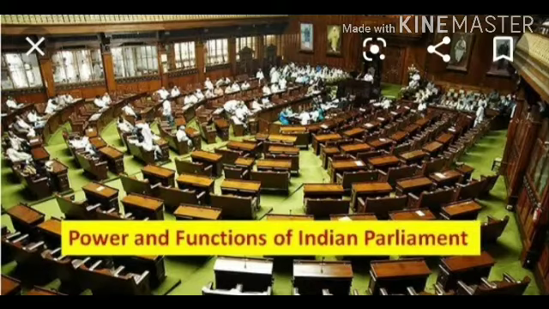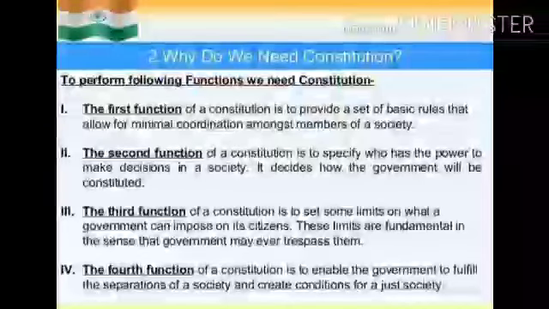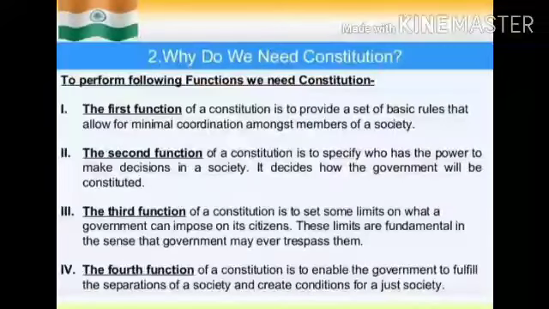We are doing chapter 1, Constitution, Why and How. In our last class, we discussed why we need a constitution, and then we found out the three functions of a constitution. The first function of a constitution was to provide a set of basic rules.